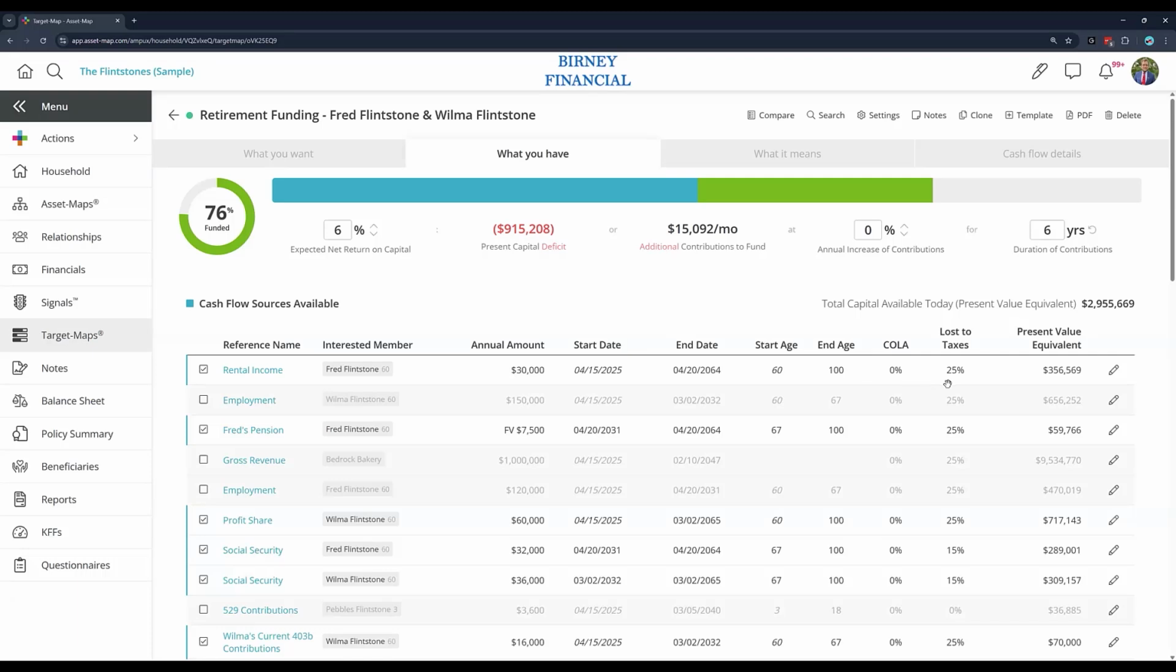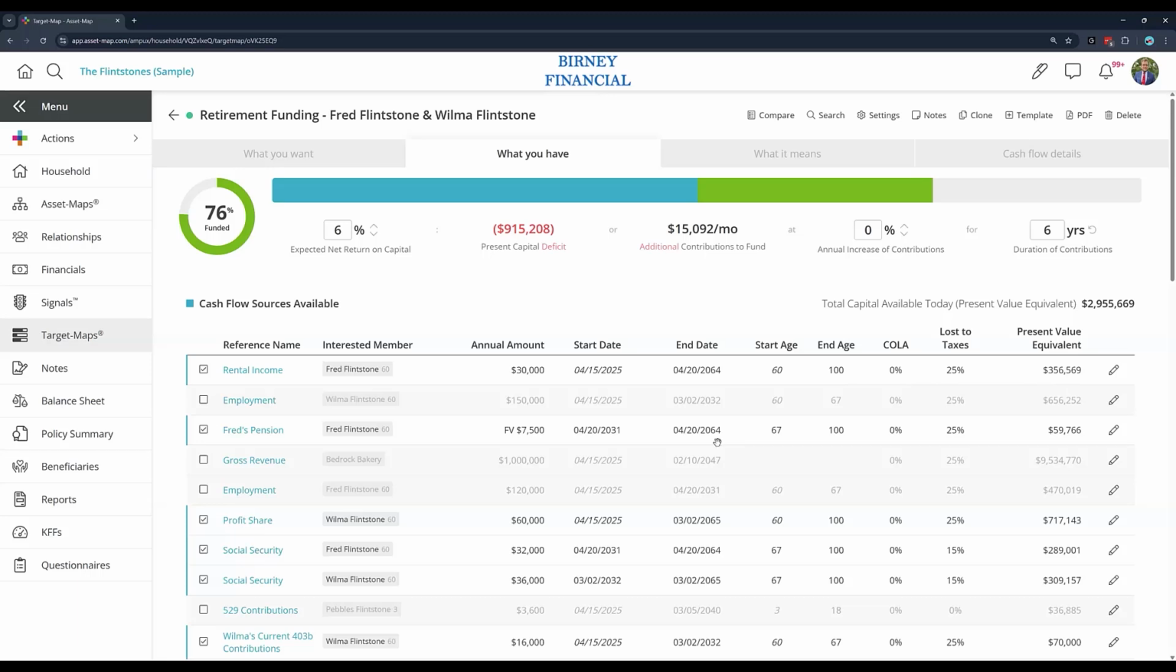So let's assume about a quarter of it is out the door for taxes every year. And what is the present value equivalent, net of taxes, of all that future rental income? The answer is about $357,000. Awesome. There's my first line item.